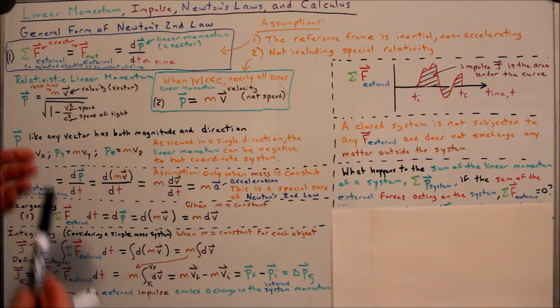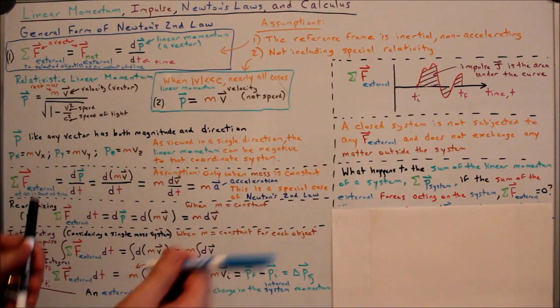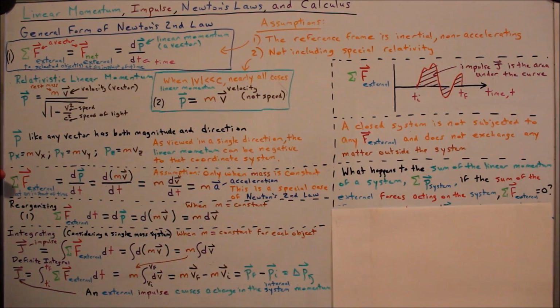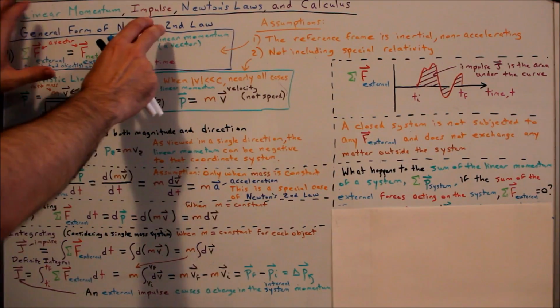In that case, you would say the momentum relative to this coordinate system would have a negative term as far as momentum. Now let's go to a special case of Newton's second law, which you probably learned as Newton's second law, and you can see how it's just a special case of this general case.